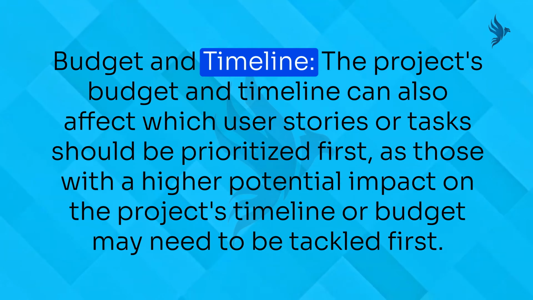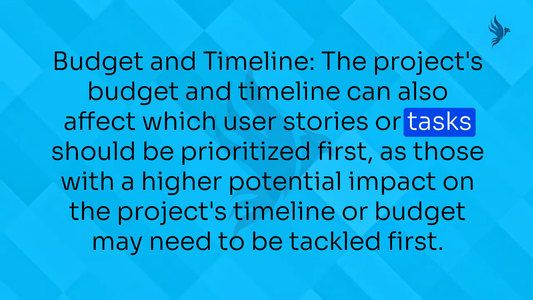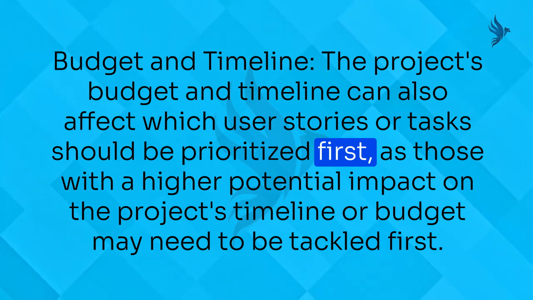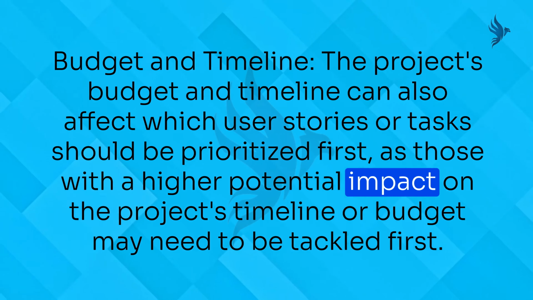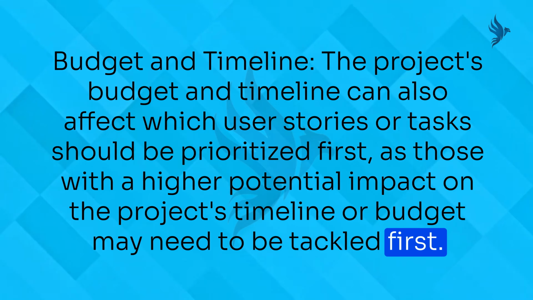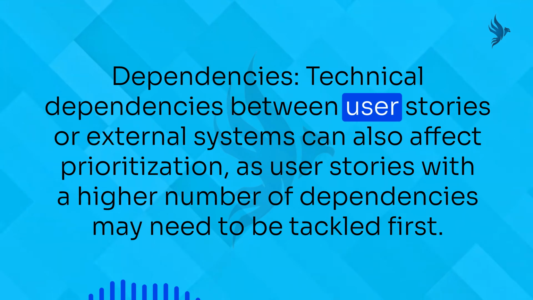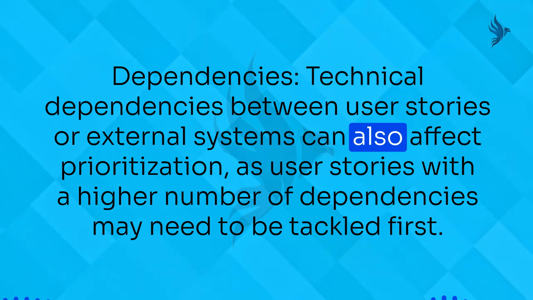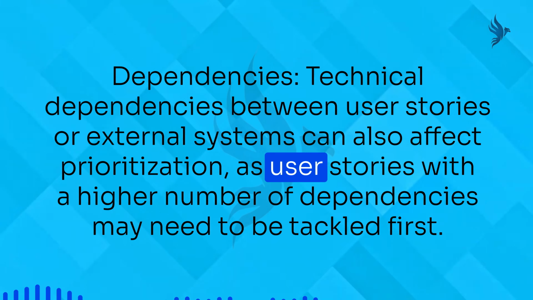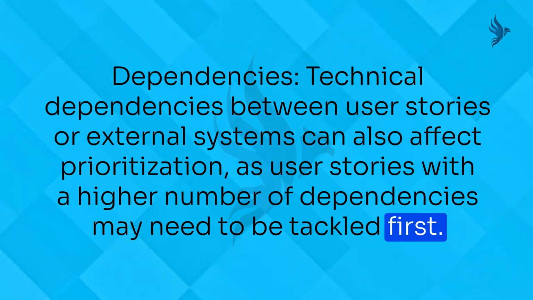4. Budget and timeline. The project's budget and timeline can also affect which user stories or tasks should be prioritized first, as those with a higher potential impact on the project's timeline or budget may need to be tackled first. 5. Dependencies. Technical dependencies between user stories or external systems can also affect prioritization, as user stories with a higher number of dependencies may need to be tackled first.